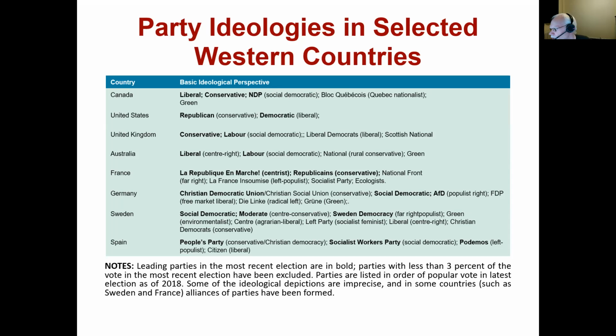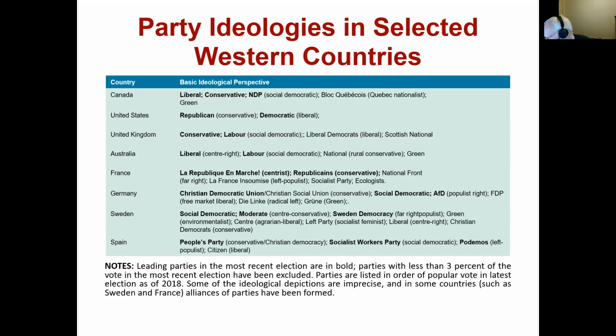And then NDP, Social Democratic; Bloc Québécois, Quebec Nationalist; Green, no real ideology. In the States, Republican being a conservative party, Democrats being a liberal party. UK, Conservative, obvious. Labour, Social Democratic. Liberal Democrats, Liberal, and then Scottish National. And you can go through the different parties if you're interested. In some of them, you can see there are far-right parties. In France, you've got the National Front or Front National, which would be more of a far-right party.